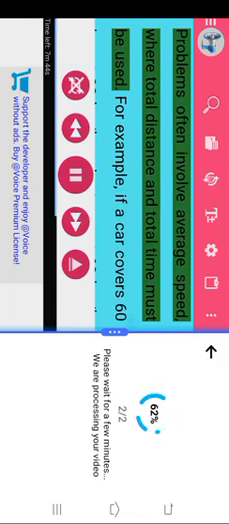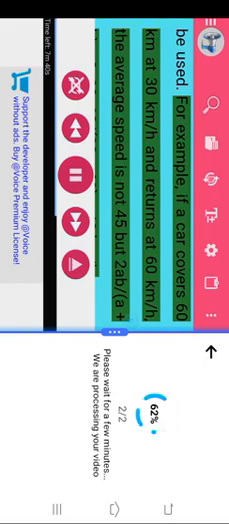Problems often involve average speed, where total distance and total time must be used. For example, if a car covers 60 kilometers at 30 kilometers per hour and returns at 60 kilometers per hour, the average speed is not 45 but 2ab divided by (a plus b), which equals 2 times 30 times 60 divided by (30 plus 60), equals 40 kilometers per hour.